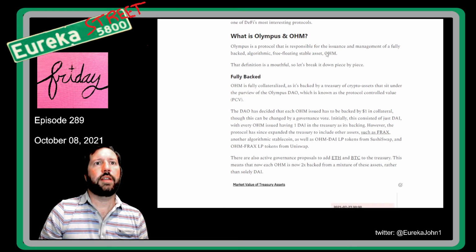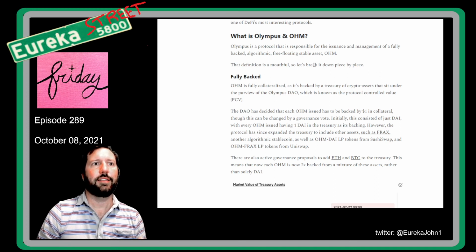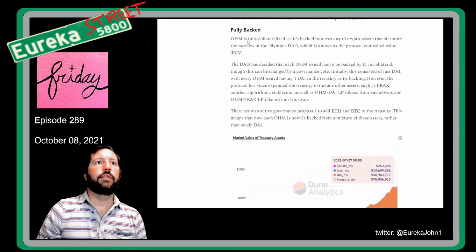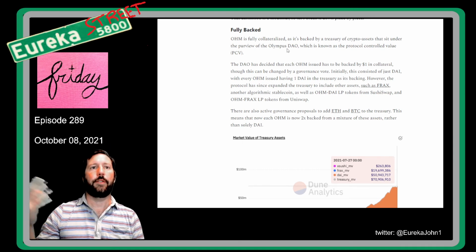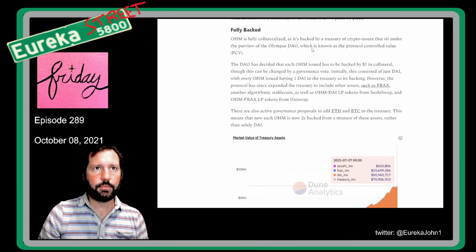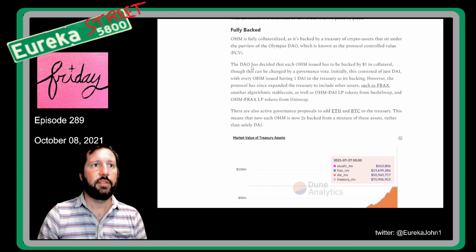So Olympus is a protocol that is responsible for the issuance and management of a fully backed algorithmic free-floating stable asset, OHM. The definition is a mouthful, so let's break it down piece by piece. Fully backed: OHM is fully collateralized, as it's backed by a treasury of crypto assets that sit under the purview of Olympus Dow. And you saw that treasury that I pulled up earlier. This is known as the Protocol Controlled Value, PCV. The Dow has decided that each OHM issued has to be backed by $1 in collateral.